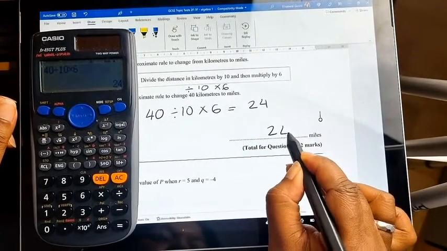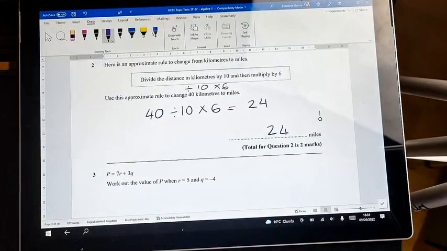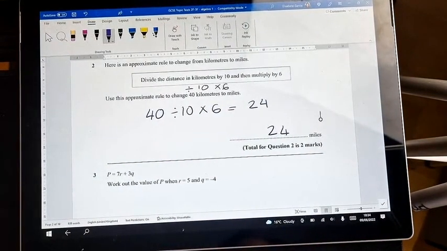So you write 24 on the dotted line. A few seconds. Tap on the screen if you guys found that easy. I found it extremely easy.